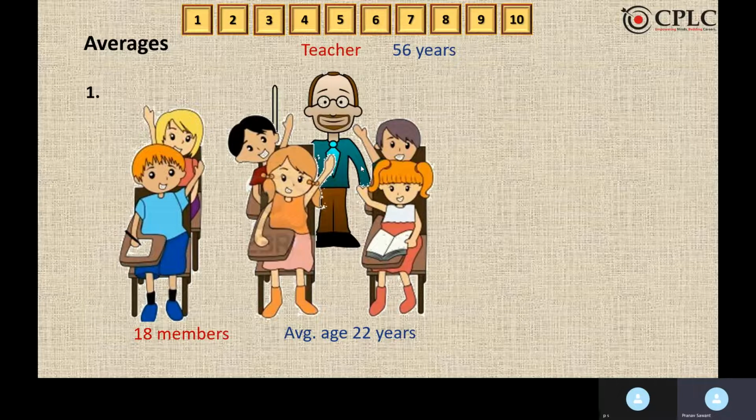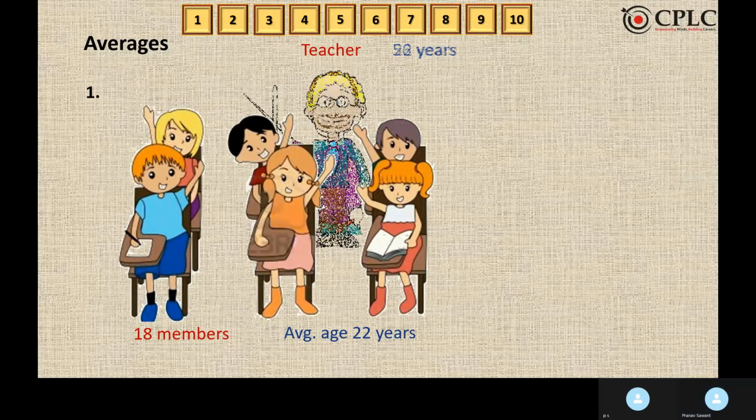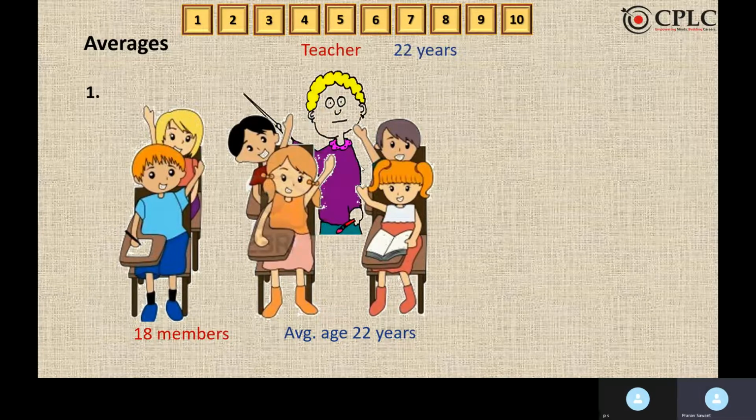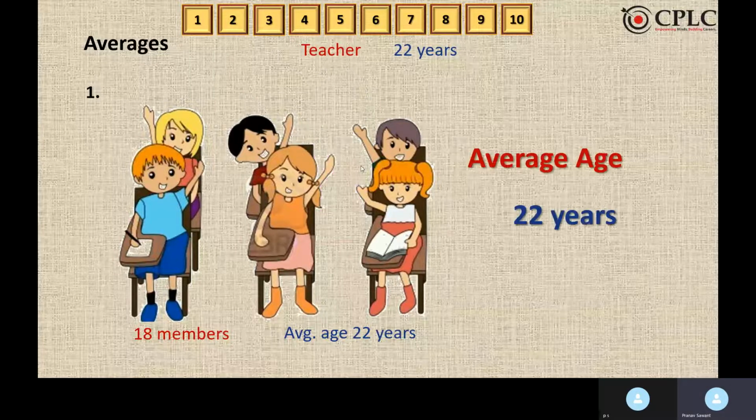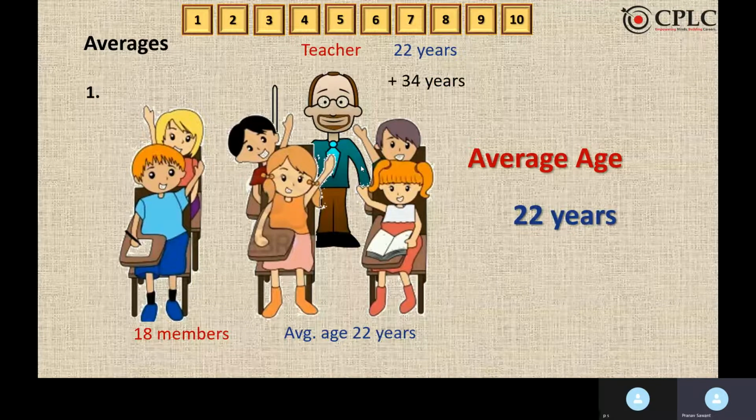Teacher's age is 56 years. Now, just to keep the average constant, we will assume that the teacher is 22 years old, because only if we assume that the teacher is 22 years can we keep the average constant. So, the average age of the 18 members is 22 years. Now, the teacher's actual age is not 22, it is 56. So, there is a difference of 34 years.